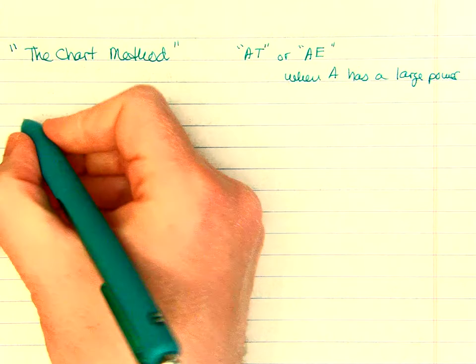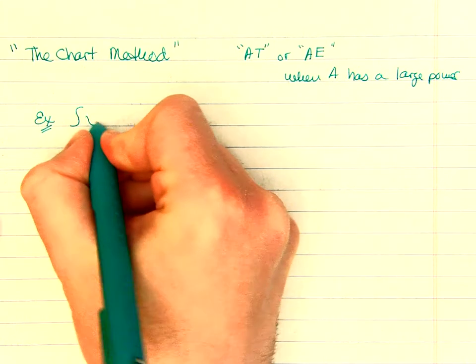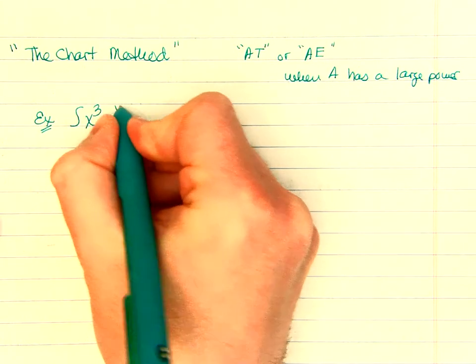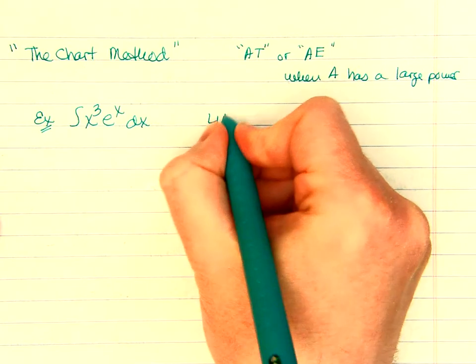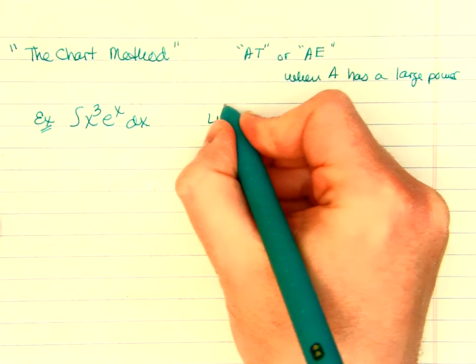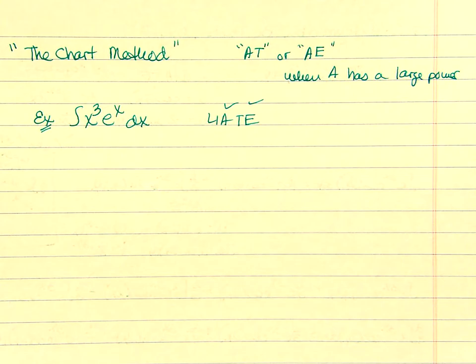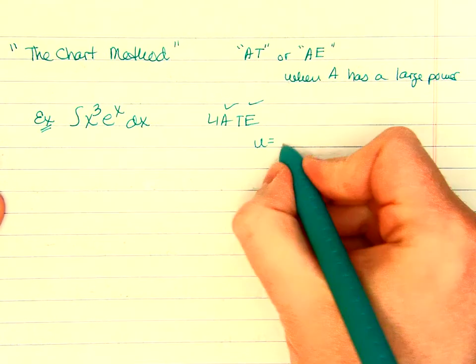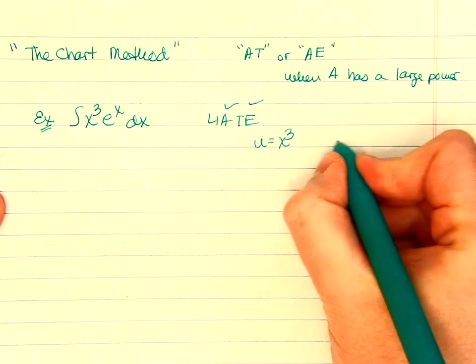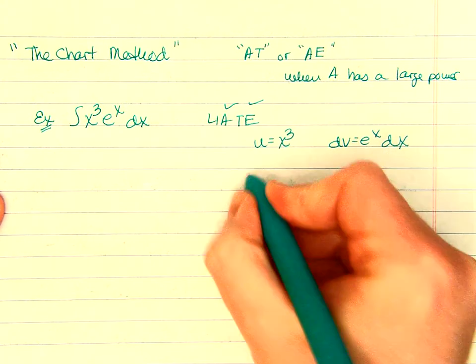Well, let me show you why we're going to need this method. I want to do the integral of x cubed e to the x dx. LIATE: algebraic, exponential. Yep, it's definitely in one of the forms where I'm going to eventually use this chart method. But before I do this, let me just try doing normal integration by parts. u is x cubed. dv is e to the x dx.